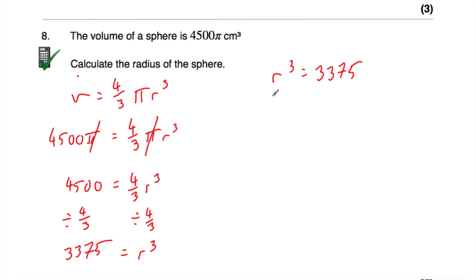Now, if this was a non-calculator question, we would then just cube root, but because this is a bit of a tricky number, on our calculator we're going to work out the cube root of 3,375, and when we press equals, that's equal to 15. So the radius is equal to 15, and that's it.